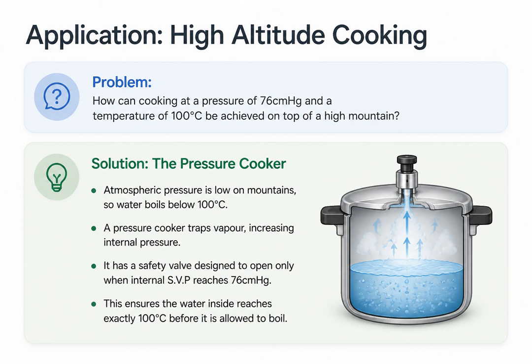Let us look at a practical engineering solution to a physics problem, often tested in exams. On a high mountain, atmospheric pressure is low, so water boils at a much lower temperature, making it difficult to cook food thoroughly. How do we fix this? We use a pressure cooker. A pressure cooker is a sealed pot that traps the steam as the water heats up. This trapped steam dramatically increases the pressure inside the pot. The cooker features a calibrated safety valve that only opens when the internal pressure reaches normal sea-level atmospheric pressure, 76 centimeters of mercury. This guarantees the water inside must reach exactly 100 degrees Celsius before it can boil, ensuring your food cooks properly regardless of altitude.